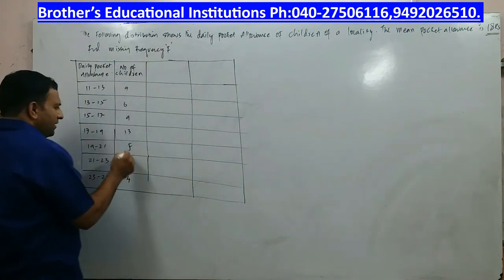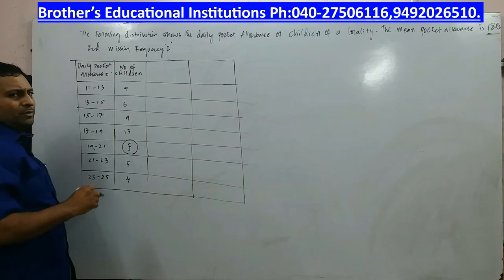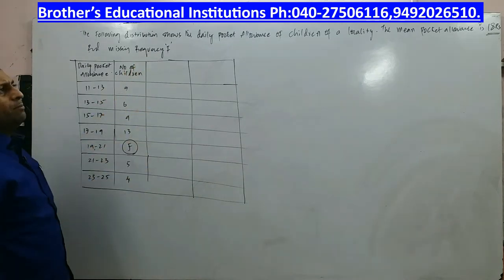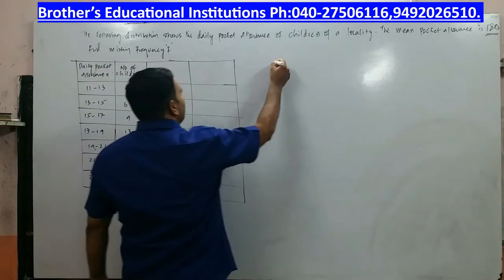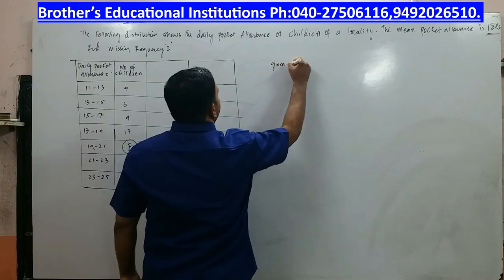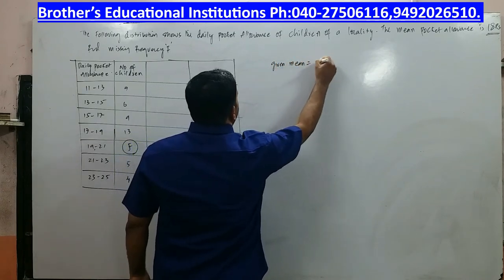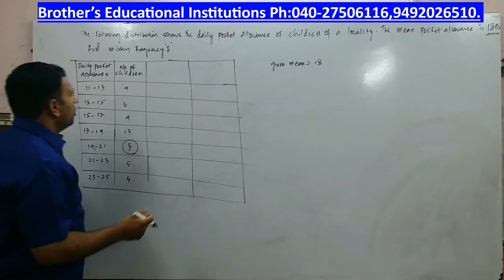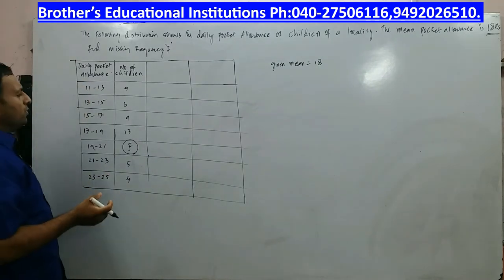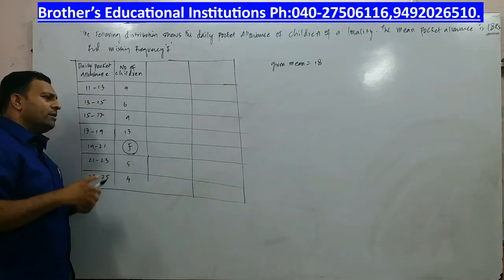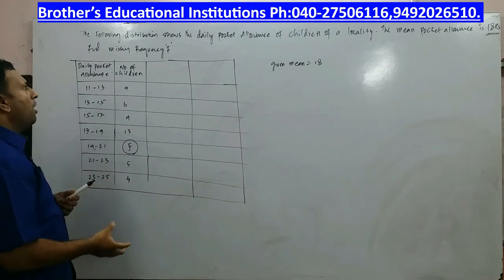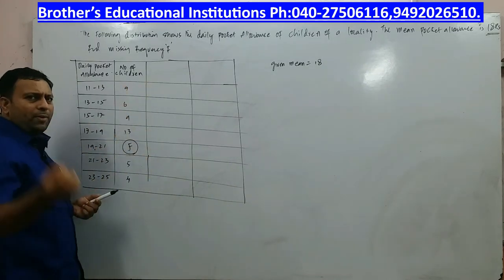Where is the missing frequency? Yes, this missing frequency we are supposed to find, where the given mean is 18 rupees. Right. How do I do it? For all the problems where the missing frequency is given, there is no other method except the direct method. By default, for all the missing frequency problems, you have to apply the direct method.